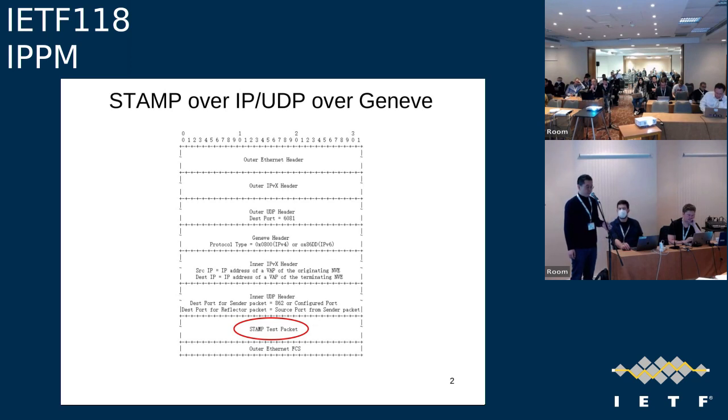And for the STAMP session demultiplexing, if the STAMP session ID in the STAMP test packet equals zero, then the Geneve VNI number and the inner IP header should be used for the demultiplexing. If the STAMP session ID is a non-zero value, then the STAMP session ID must be used for the demultiplexing.